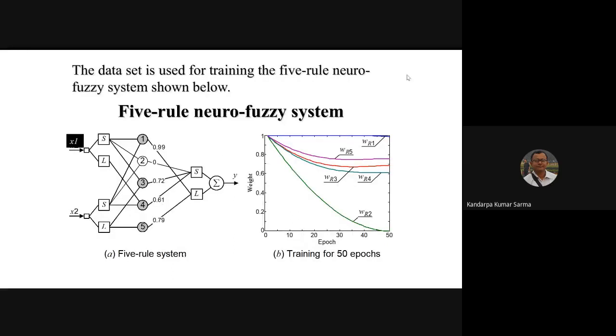So a five-rule neuro-fuzzy system will look something like this. This particular layer will have five different neurons. X1 and X2 are two inputs. They will be passed through two fuzzification processes and are combined to form five different rule sets in the third layer, and then those will be combined to generate the decision. And while we do the training, this particular diagram recorded during the training will show how the weights change.